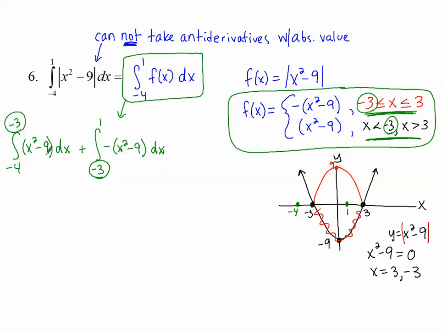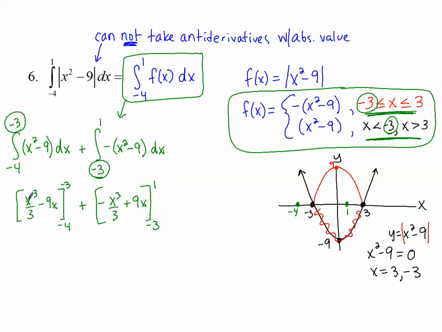So I will take the antiderivative of x squared minus 9. I get x cubed over 3 minus 9x. Evaluate this one from negative 4 to negative 3. Add that to the definite integral. The antiderivative of this one is the negative of x cubed over 3 and the negative of negative 9x, or positive 9x, from negative 3 to 1.